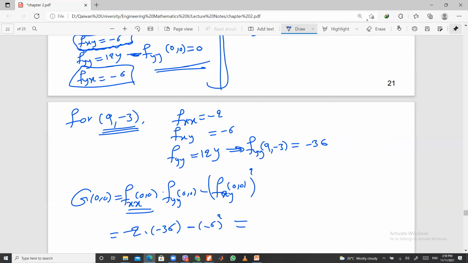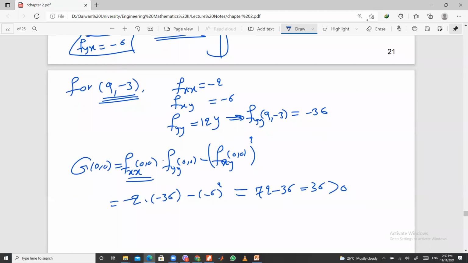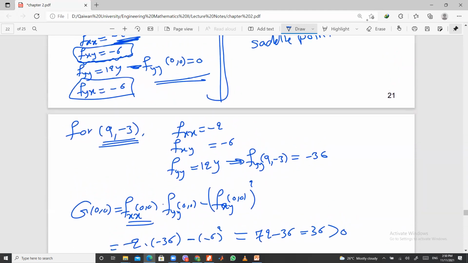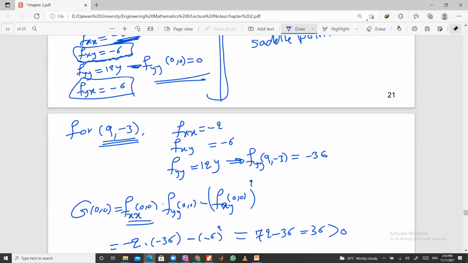And you get 72 minus 36, which is 36. This is greater than zero. This is greater than zero. And then we check f sub xx. That's either greater than or less than zero.